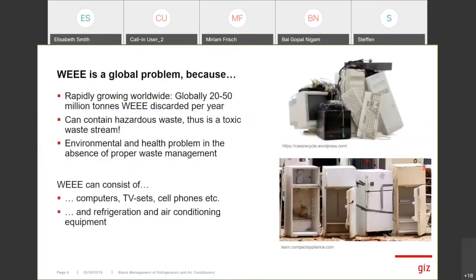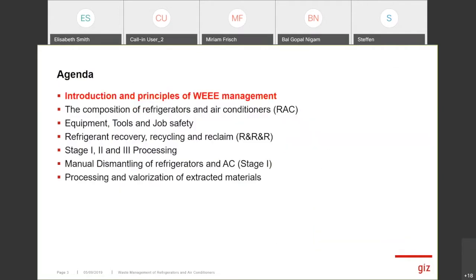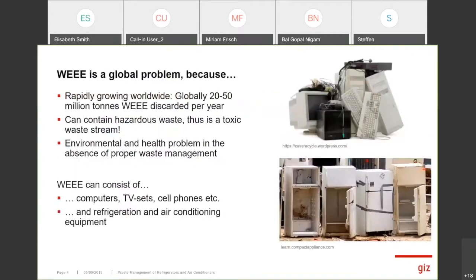The first point will be that WEEE is a global problem because it is rapidly growing worldwide. Globally, we have 20 to 50 million tons of WEEE discarded per year. And generally, these appliances can contain hazardous waste, and this is a toxic waste stream.